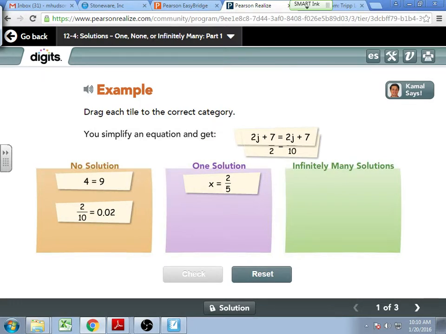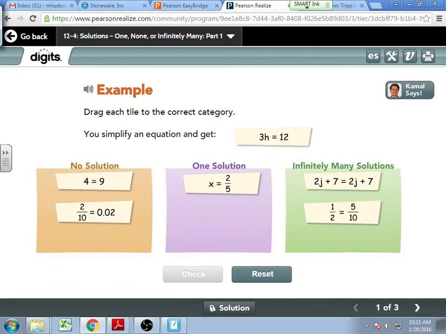Why you always lying? Pranav, what about 2j plus 7 equals 2j plus 7? Infinitely many. The left and the right sides are identical. Jackson, what about 1/2 equals 5/10? Karen. Infinitely many, because I have identical left and right sides when I simplify them. Noah, what about 3h equals 12? One. That'll have one because there is an answer there.